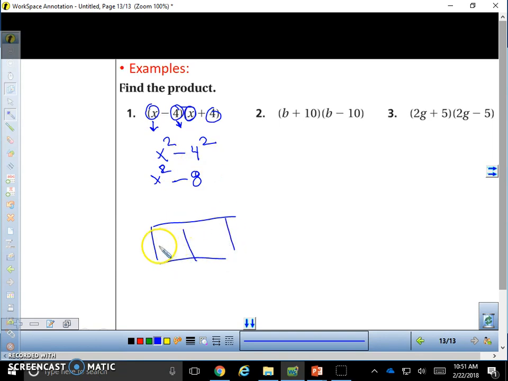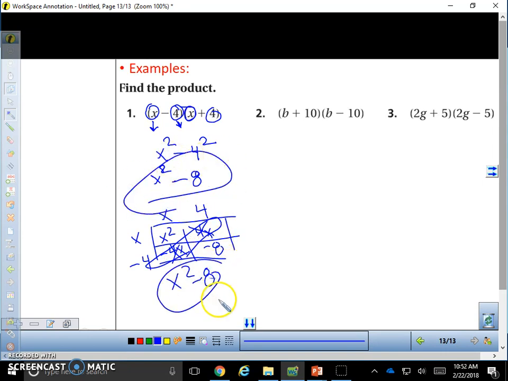Again, I like the box, the rectangular array: x minus 4, x plus 4, x squared, 4x, negative 4x, negative 16. These two are like terms and cancel out. And what do we get? The same thing that we got up here. Okay? Just trying to be efficient. We're just trying to be efficient with these special ones here.